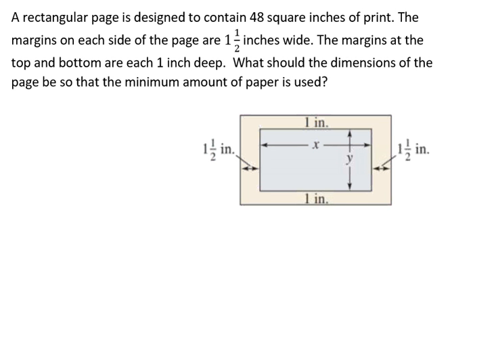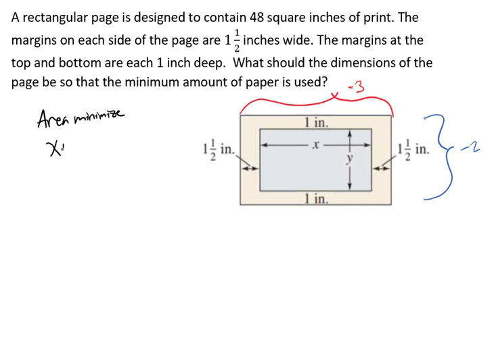So note that we have this value here. But our x, there's two 1.5 inches here, right? So we're basically taking off 3. And then in our y direction, we're losing an inch here and an inch here. So we're losing 2 inches there. So the area to minimize is our x times our y, which is supposed to equal 48 square inches. So let's go ahead and solve for y here.